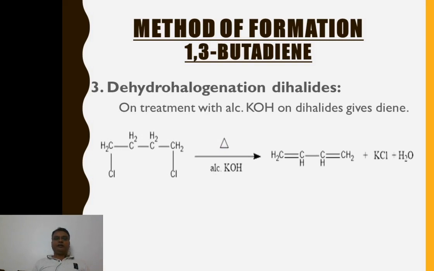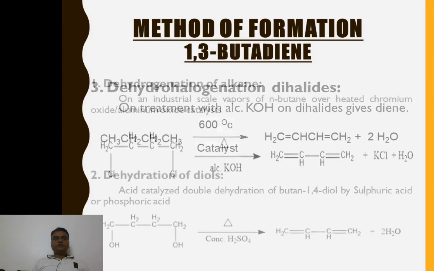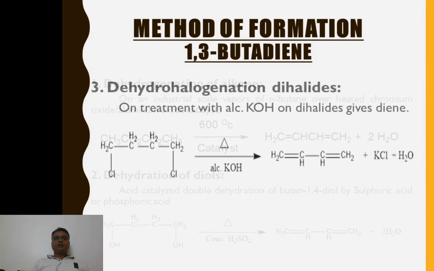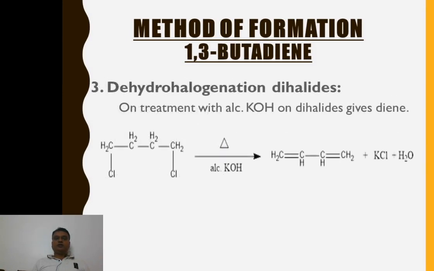Third is the dehydrohalogenation of dihalide. Here, on treatment with an alcoholic solution of KOH, the dihalide 1,4-dichlorobutane undergoes double dehydrohalogenation and gives 1,3-butadiene. So these are the three methods generally useful for the preparation of 1,3-butadiene. First is the dehydrogenation of alkane, second is dehydration of diol, and third is the dehydrohalogenation of dihalide.